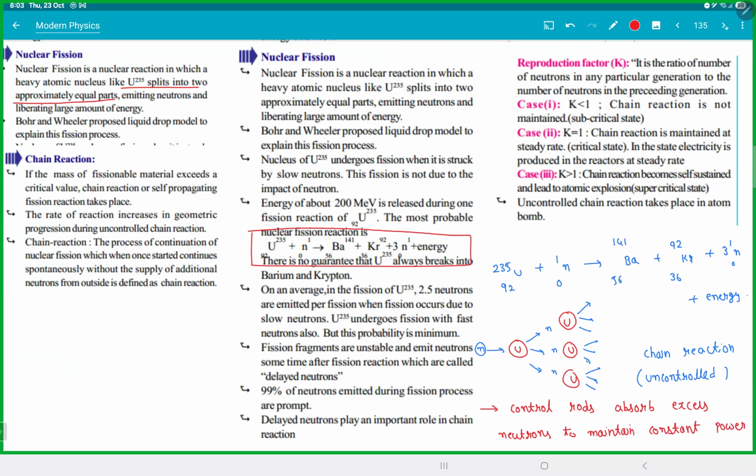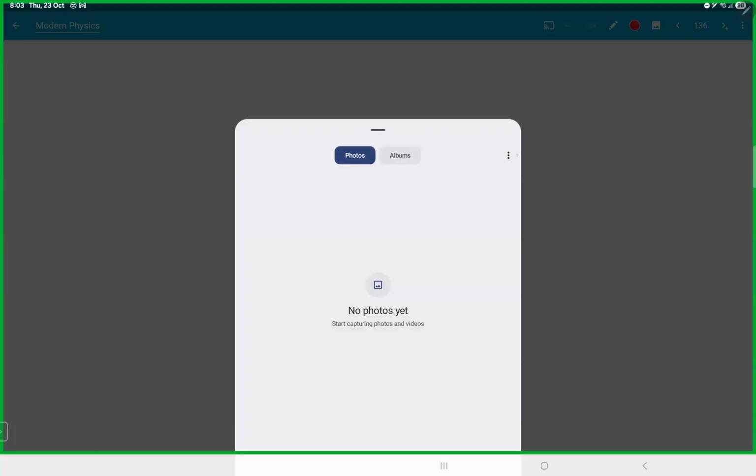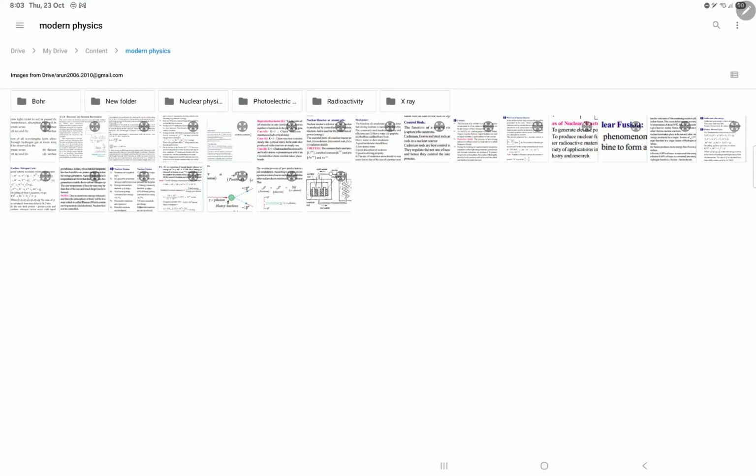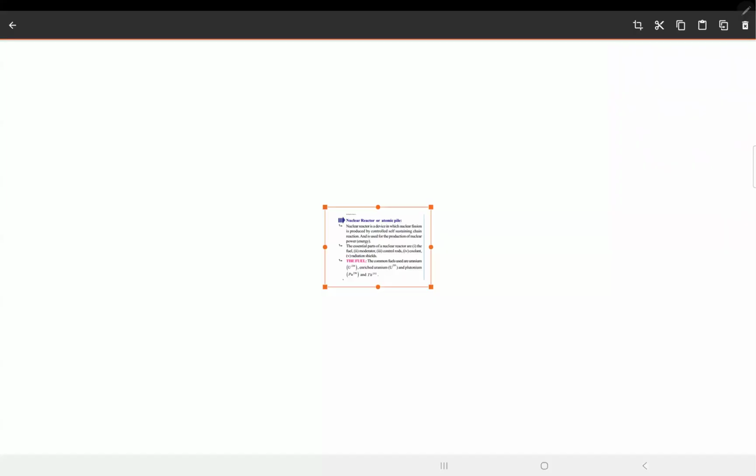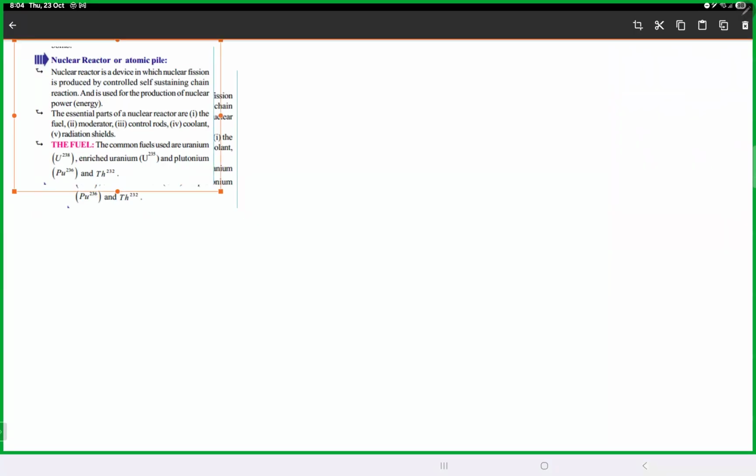So that reaction is important there. If you want to stop the reaction, this production factor K is less than 1, meaning you absorb all the neutrons. K equal to 1, you maintain it. You want it to explode, K greater than 1. That's what happens in a bomb. Nothing there, it's just explanations. Like I said, the main thing is the terminologies.